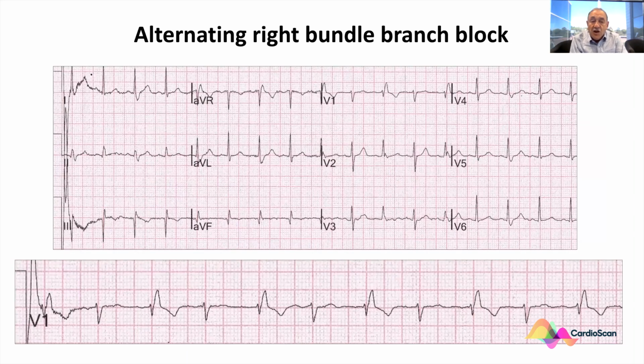Just like to finish off by showing you that right bundle branch block may not always be present in the ECG, but rather it can be present each alternate beat, and this is an alternating right bundle branch block, and the electrophysiologists can explain these by changes in the right bundle branch with alternate beats, and it becomes refractory, an alternating right bundle branch block.